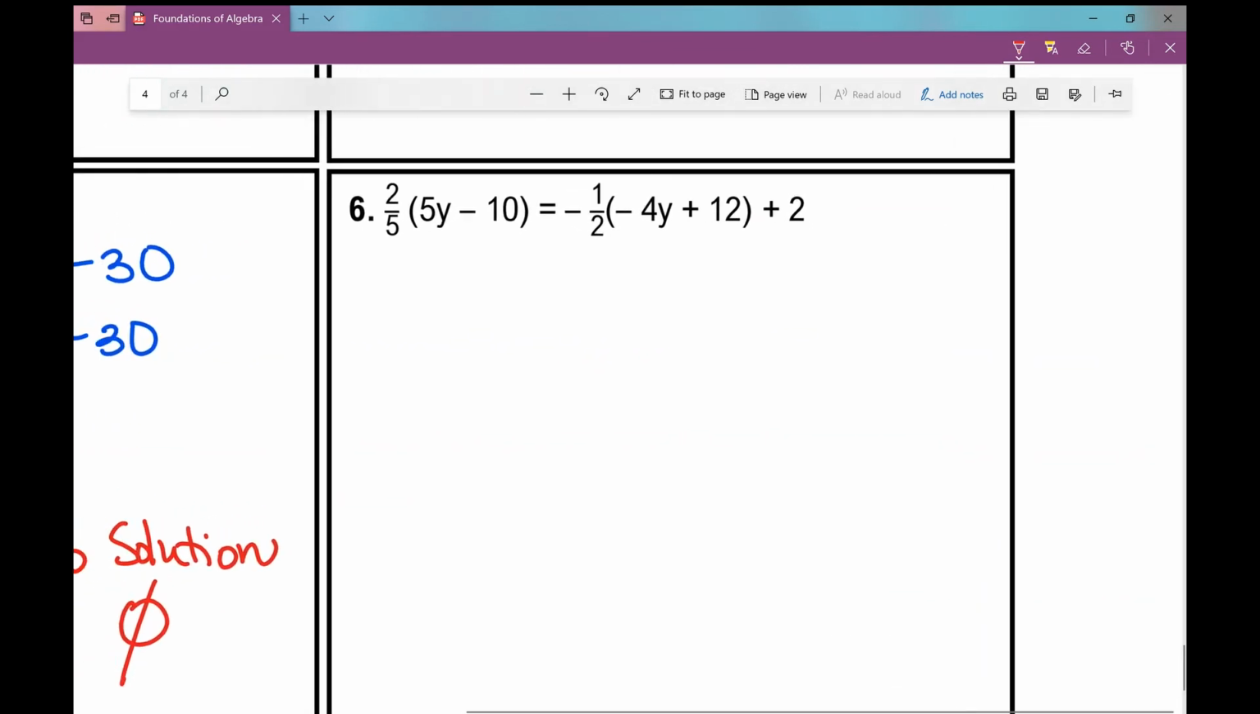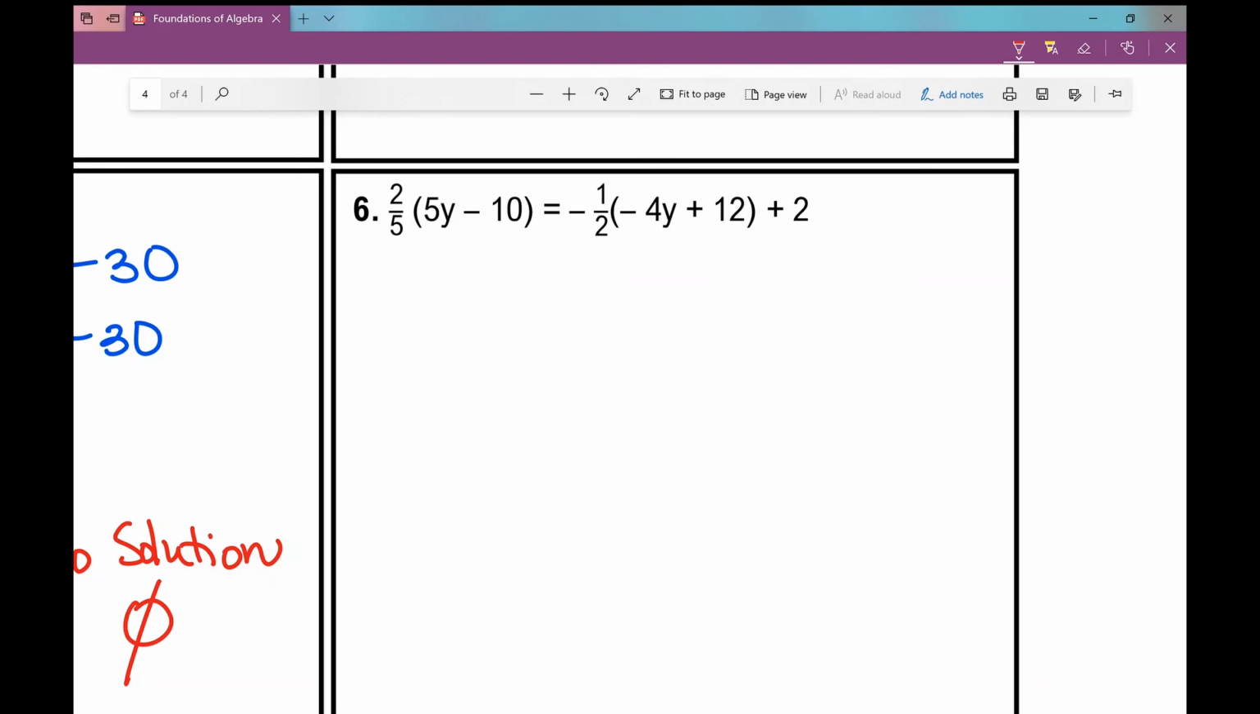So now let's move on to number 6. Don't let these fractions scare you. Okay, so 2/5 times each term on the inside of these parentheses. So remember, 2/5 times, look at that, boom, 2y. Now let's look at the next one. I'm going to show you how I do this.